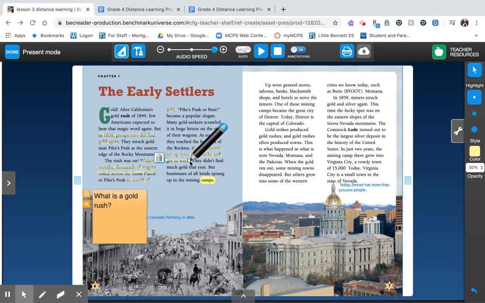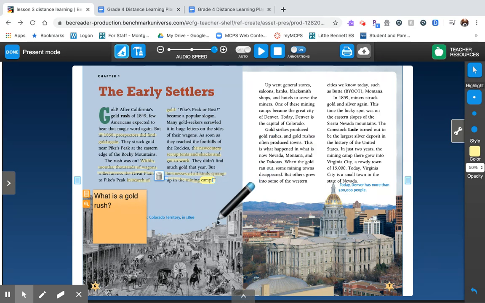The last important detail here is down at the bottom, businesses of all kinds sprang up in the mining camps. I'm going to highlight this because it explains that during the gold rush, businesses opened up in order to support the miners.